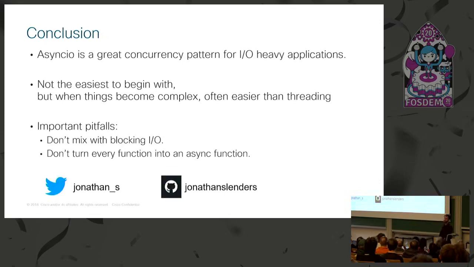So to conclude, async I/O is a pretty great concurrency pattern for I/O-heavy applications. Not so much for CPU-intensive applications. But if you're dealing with a lot of I/O and many connections, then async I/O is great. It's not the easiest to begin with, honestly. But very often when things become more complex, it is much easier than trying to get it right otherwise. And then the important pitfalls I would like you to remember: try not to mix async I/O code with blocking I/O unless you use an executor. And try not to turn every call into an async call. So that's what I have.